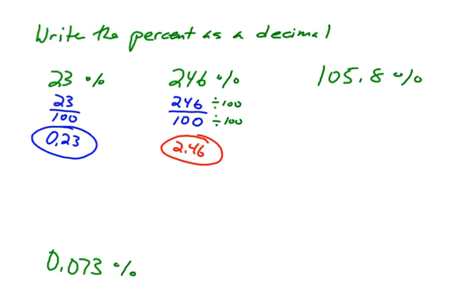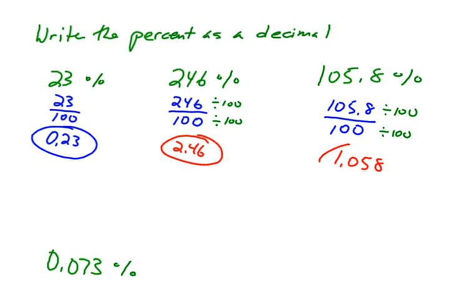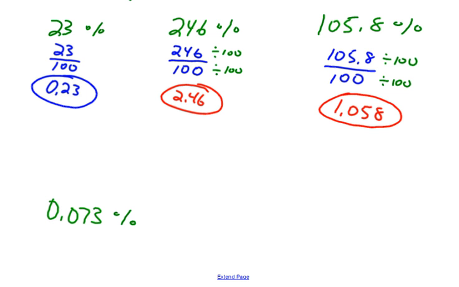105.8%, so we make that 105.8 over 100, right? And then we gotta get rid of the 100, so we divide numerator and denominator by 100, and that slides the decimal 2 places to the left. So 1.058 over 1. We don't have to put the 1. Make sure that decimal point is clear.